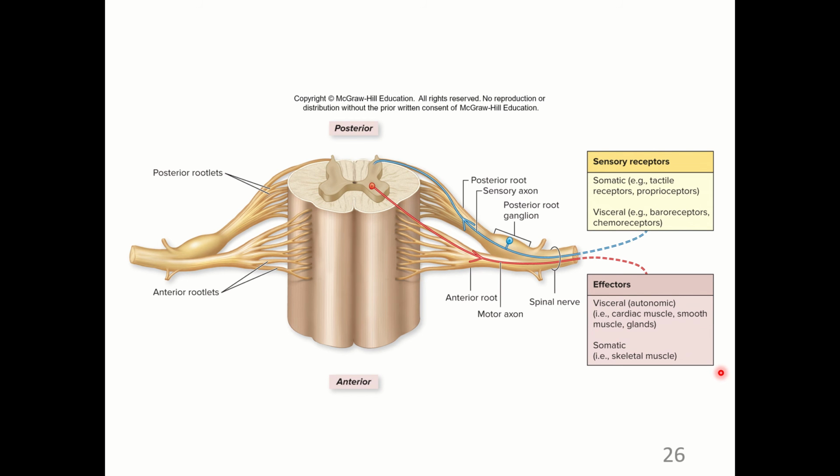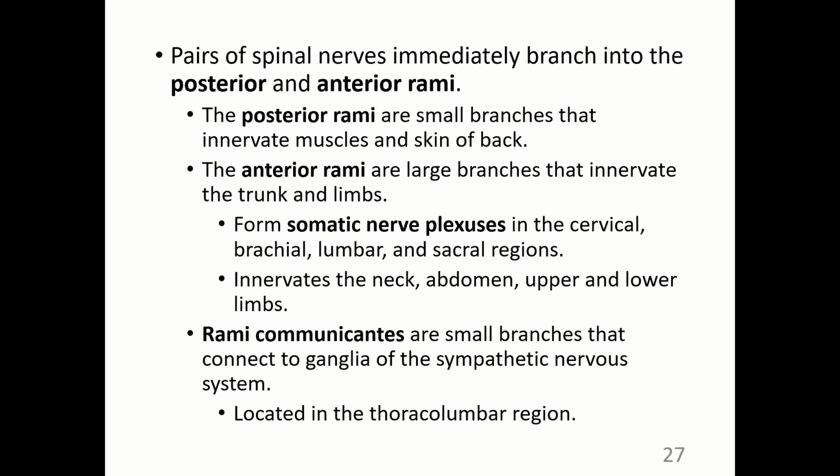So recall that the spinal nerve itself is very short, only a couple centimeters in length. So pairs of spinal nerves will immediately branch into the posterior and anterior rami. Ramus means branch. So that will be like the branches of a tree.